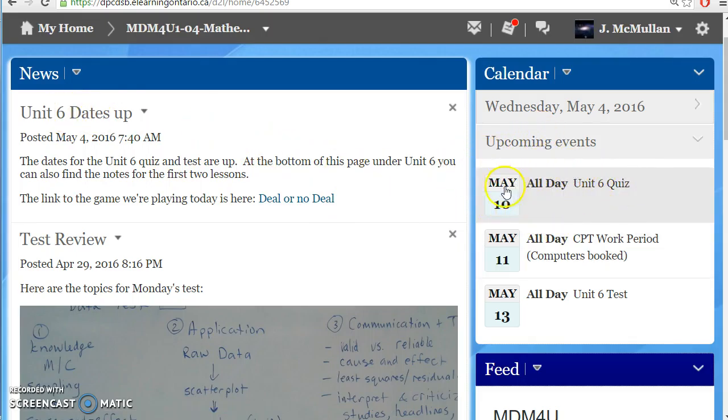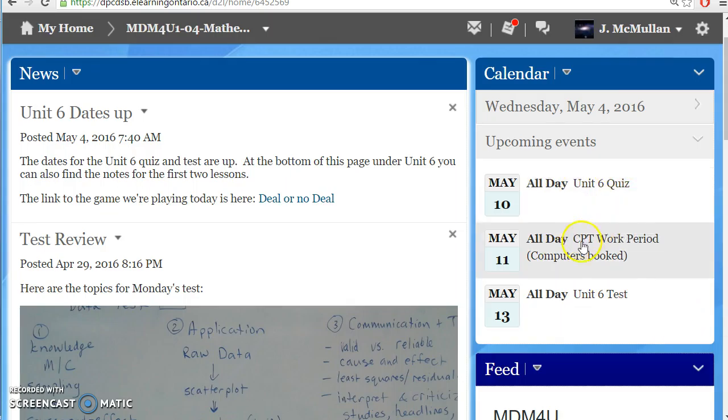So May the 10th is our class's quiz. The quiz will be on lessons 1, 2, and 3. So distributions, uniform distributions, and then binomial distributions. Tomorrow's lesson, when we do hypergeometric distributions, that will not be on the quiz, okay? So the quiz is lessons 1, 2, and 3.